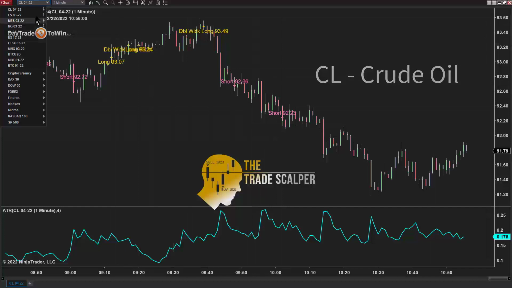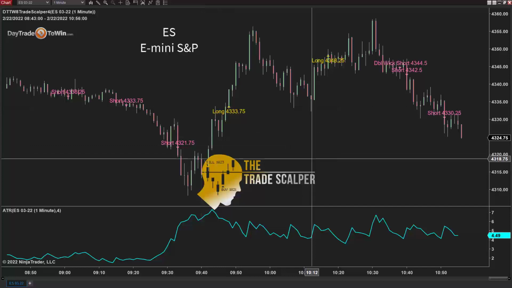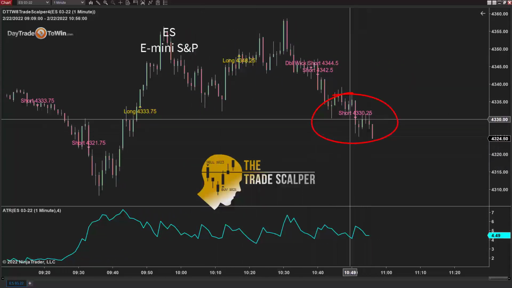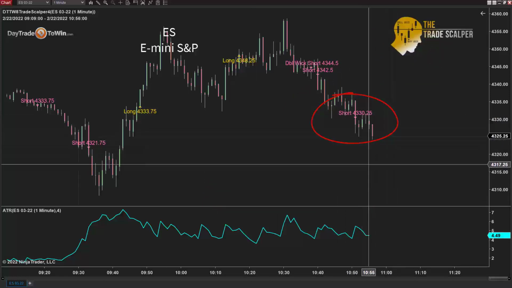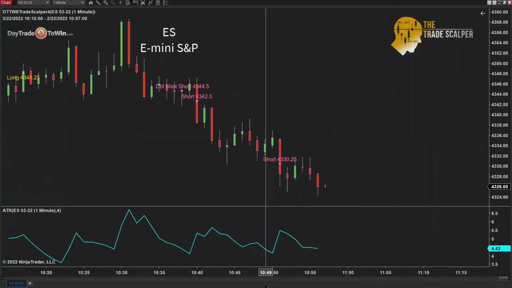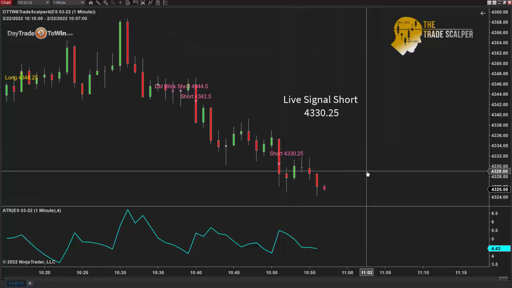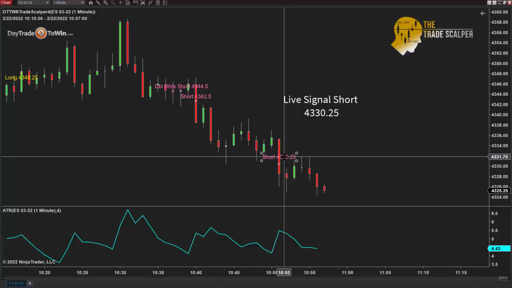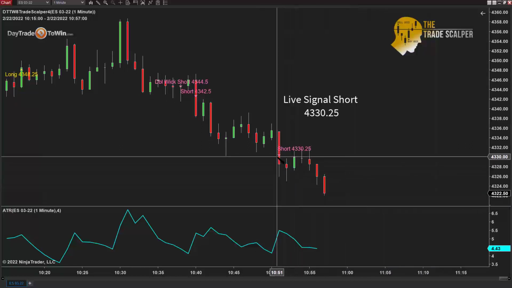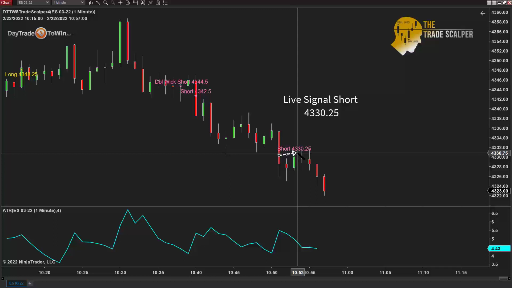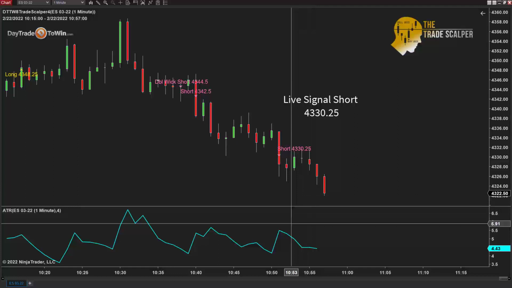For example, the E-mini S&P is my go-to market, and the E-mini S&P is indicating that we have a short that has just occurred at 43.30 quarter a few minutes ago. So here is how we would trade this specific order. We would look for this signal to appear, 43.30 quarter. We would then try to enter as close as possible to this entry, 43.30 quarter, which in fact, after the market went down, it came back to 43.30 quarter.